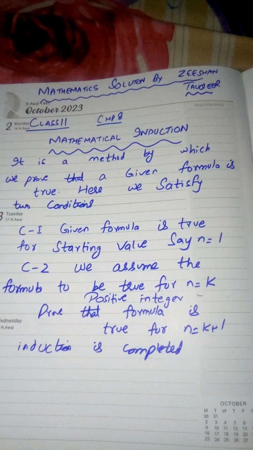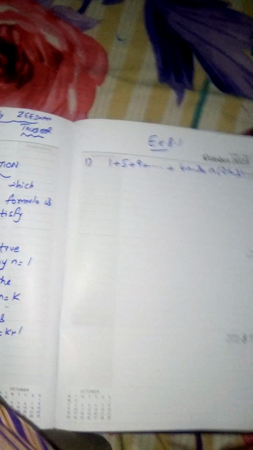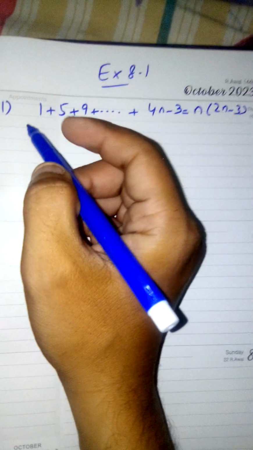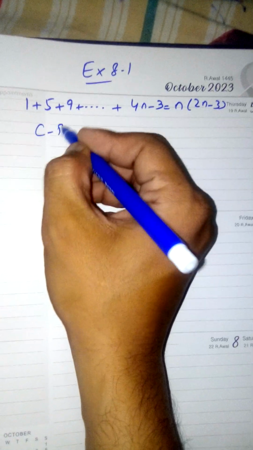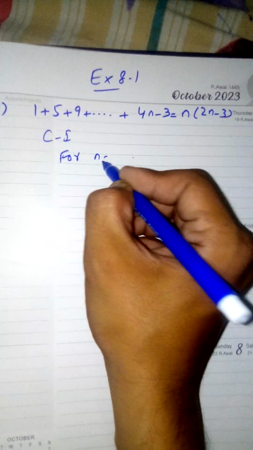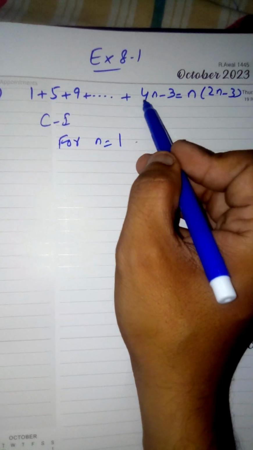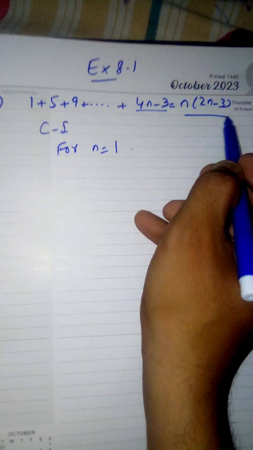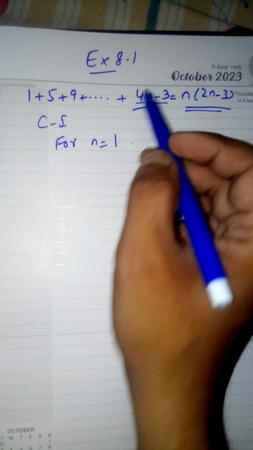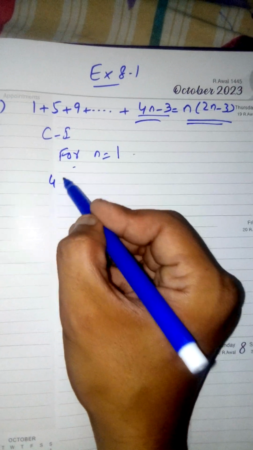Exercise 8.1. Question number 1. We have to solve it by using the first condition. For n is equal to 1, we have to put n in this term and this term, and we have to prove that left hand side equals right hand side. Now put n is equal to 1. 4 times 1 minus 3, and then right hand side 1 times 2 times 1 minus 1.